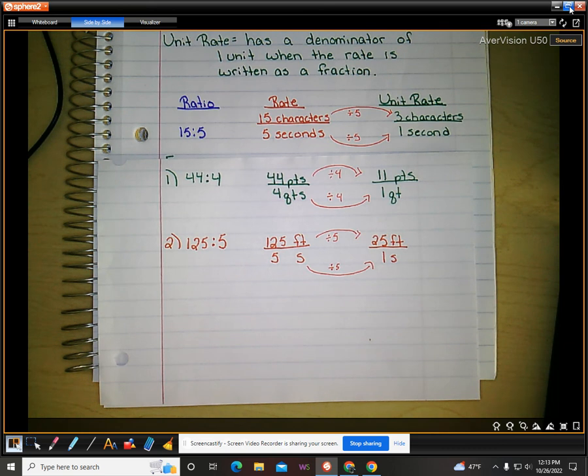So all of these, you're starting with a ratio, changing it to a rate, which is a fraction, and then changing it to a unit rate. You can use a calculator for the division. And you may end up with a decimal. That's fine. Okay, these aren't true fractions. This is a unit rate. You might have a decimal as your numerator, and that is fine.